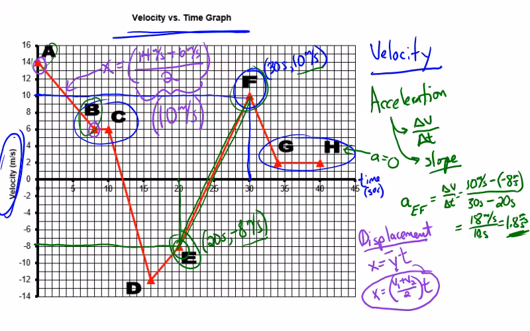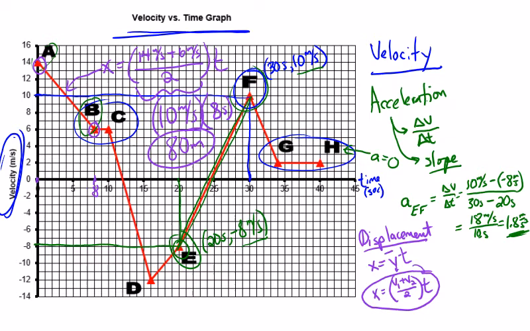So I'm just taking the average of the endpoints of that little line segment. And then I'm going to multiply it by the time interval that that's happening for. So A starts at 0 seconds. B is at, it looks like 5, 6, 7, 8 seconds. So the time interval would be 8 seconds. 8 times 10 is 80 meters. So during that first little section, this object would actually travel 80 meters.